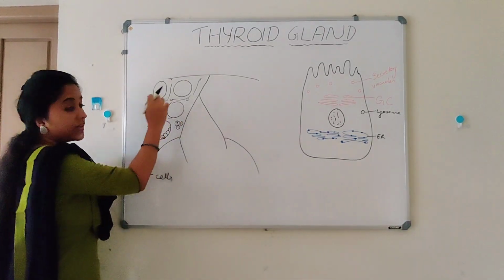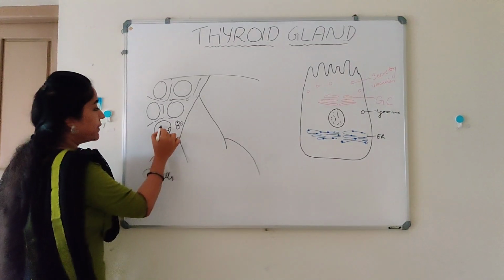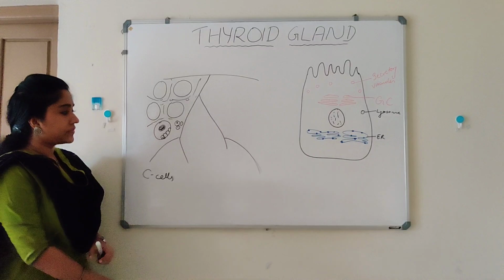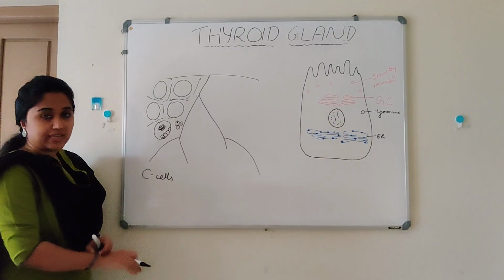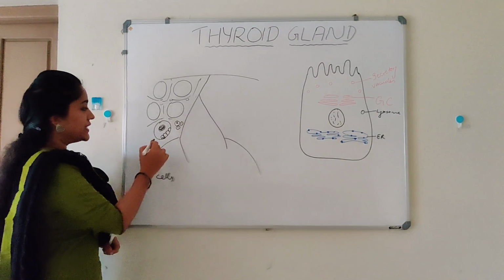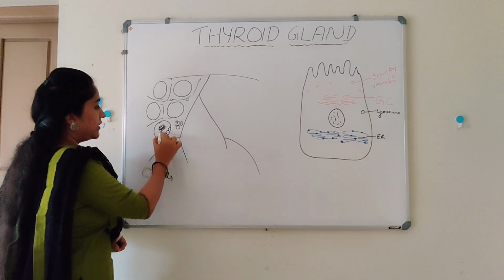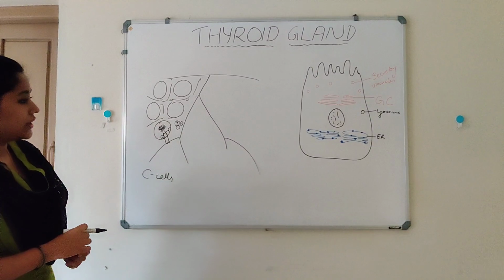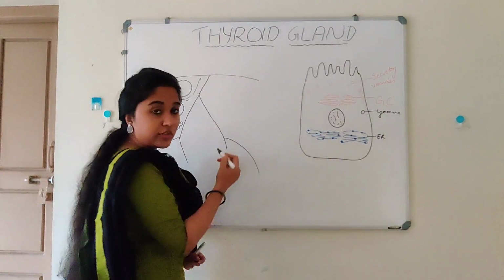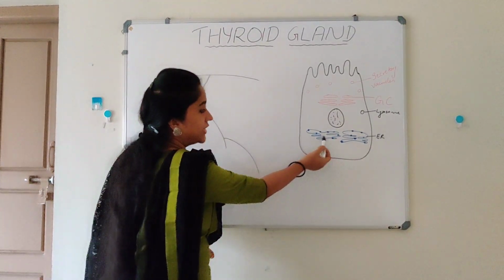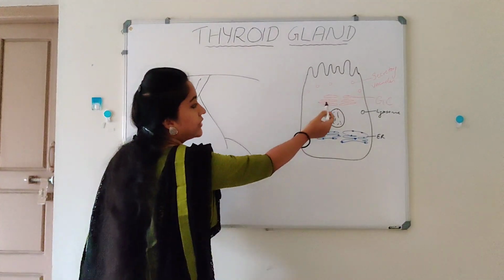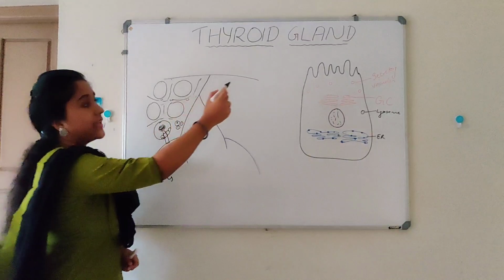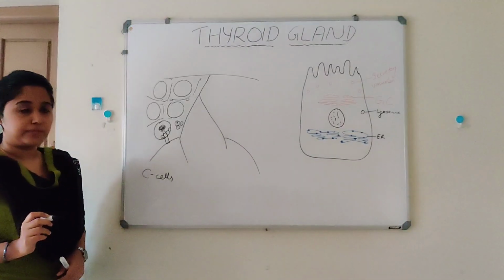Each follicle has got a cavity which is filled by a homogeneous material that is known as colloid. So that's all about the follicular cells and C cells. Now we'll see in detail about the follicular cell. In the electron microscopic view, it has got granular endoplasmic reticulum, then Golgi complex, secretory vacuoles, lysosomes, and also apical microvilli.